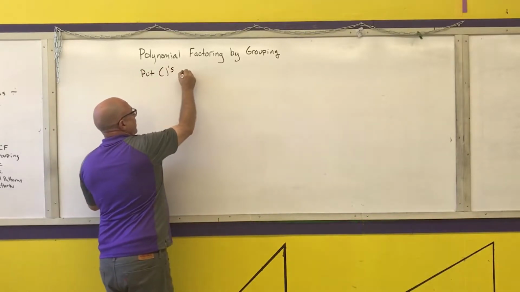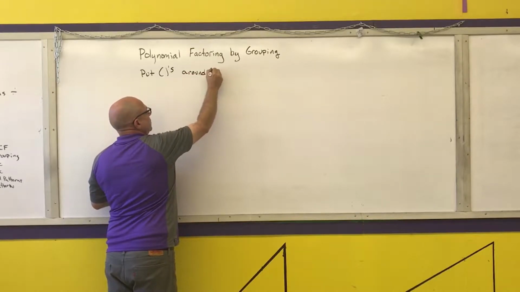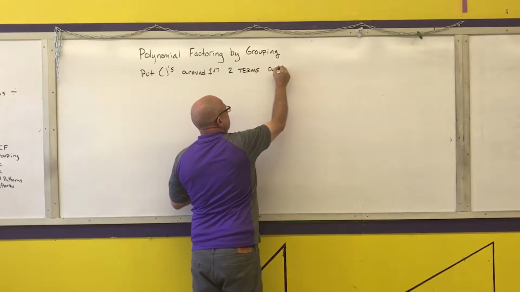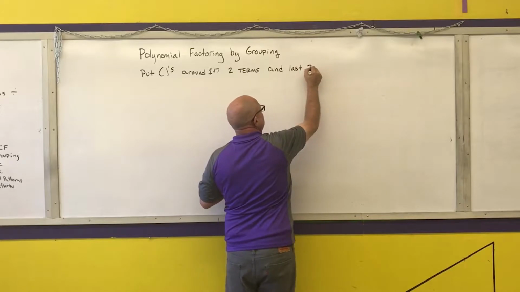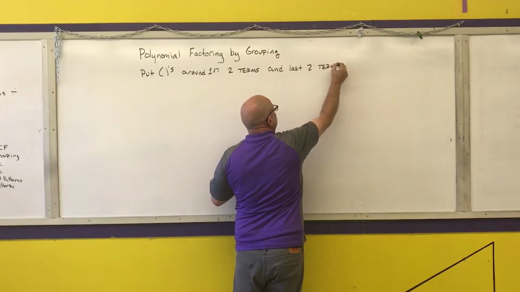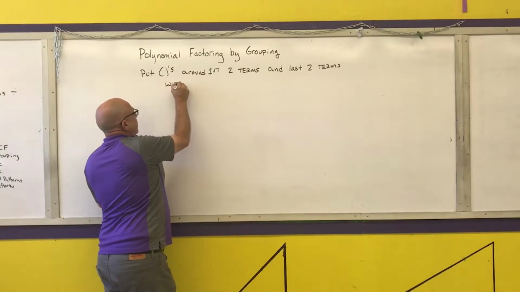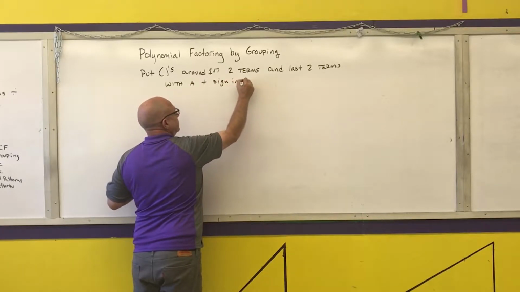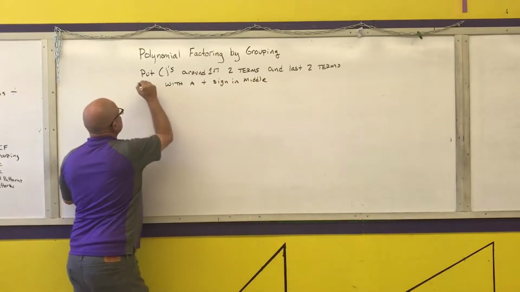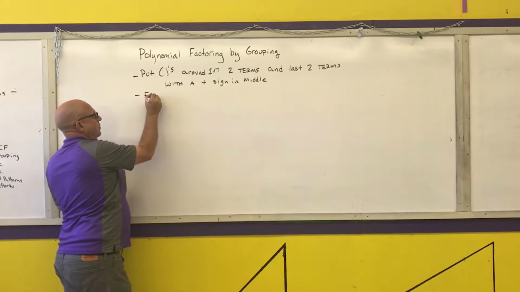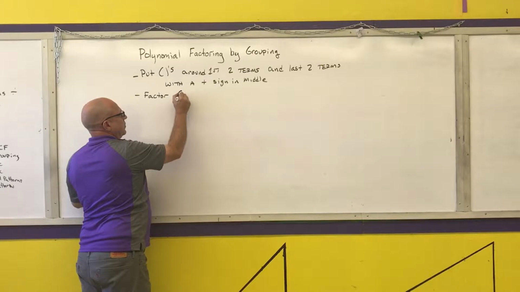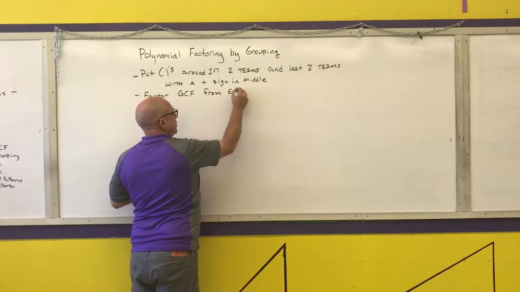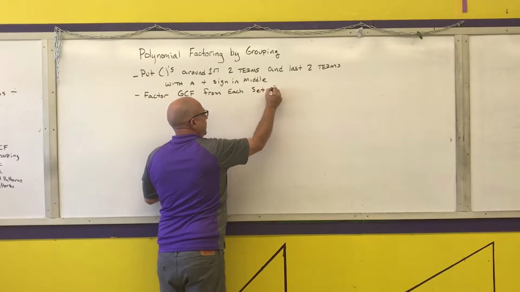put parentheses around the first 2 terms and the last 2 terms with a plus sign in the middle. Then we're going to factor the GCF from each set of parentheses.